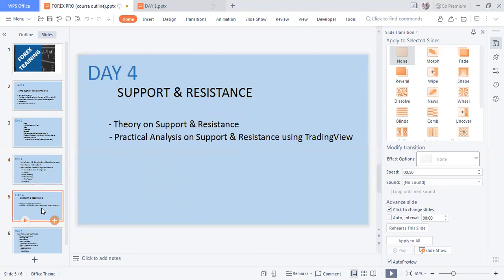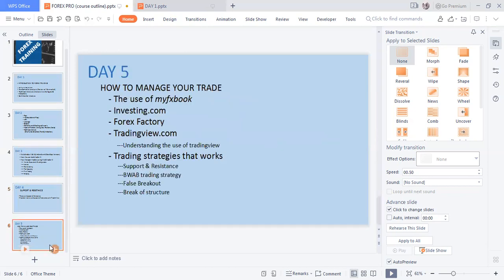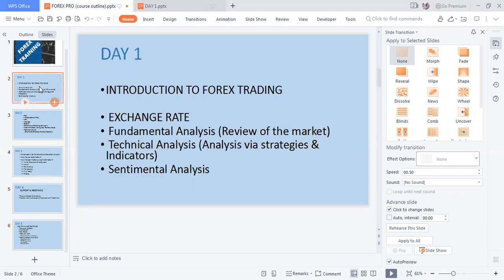That will go on to day 3. Day 4, which is on Thursday, we'll look into theory of support and resistance. I will do a practical class that day on support and resistance. Day 5, which is the last day, we'll look into how to manage our trades, how to make use of MyFXBook, Investing.com, Forex Factory, TradingView. We'll look into all these things. But let's start with today's activity.